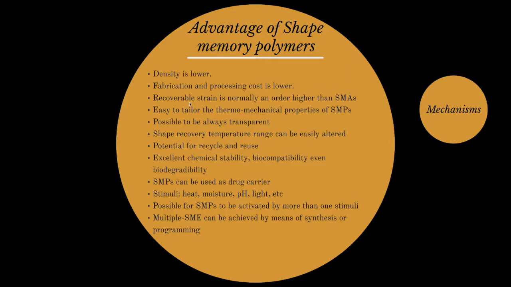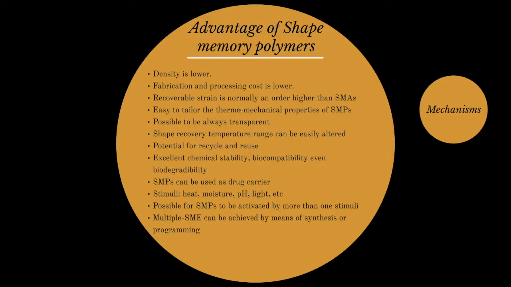And then the third one is the recoverable strain, which is normally a higher order than the alloy, meaning if you stretch your polymer really long, then compared with the alloy, the metals, when you try to recover that displacement and revert back to the original shape, the order in polymer is really high compared with the alloy.